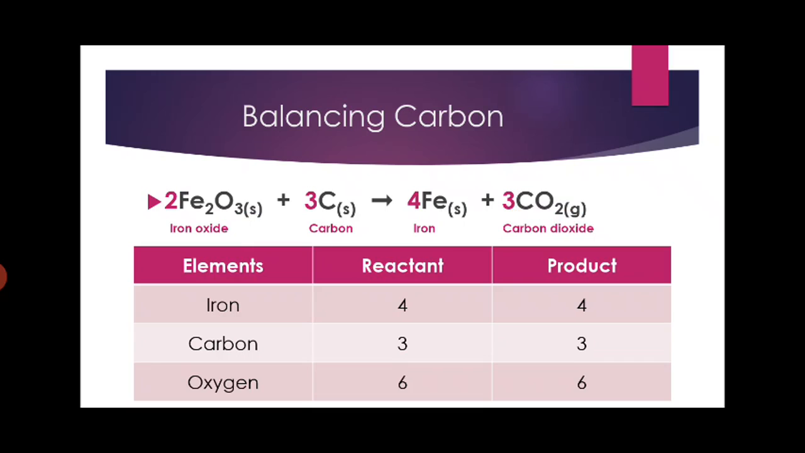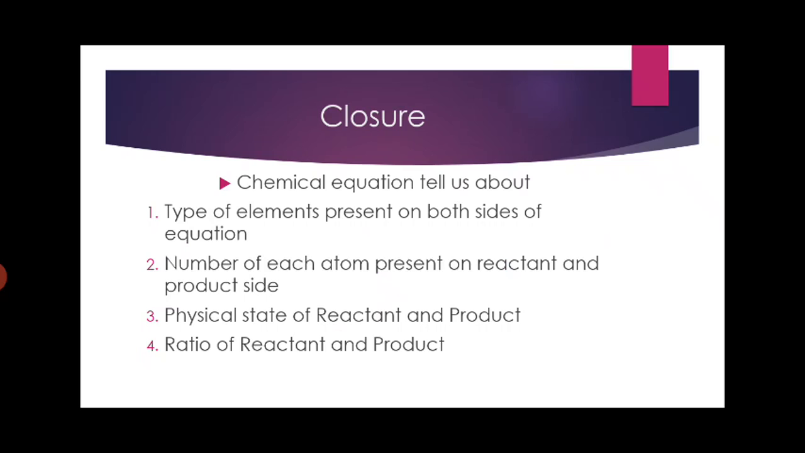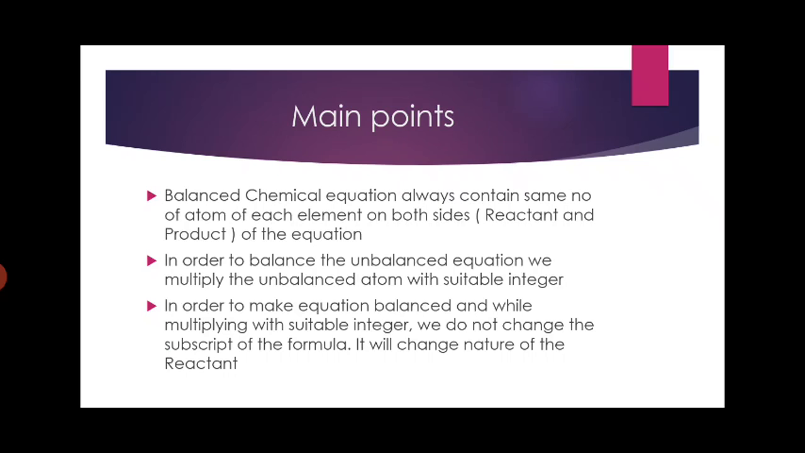I hope that you get the concept of balancing chemical equations, as we discussed 4 examples to make this concept clear for you guys. So we close this topic with the following main points. A chemical equation tells us about the type of elements present on both sides of the equation. It also tells us the number of each atom present on the reactant and product side. It tells us about the physical state of the reactants and products, and also about the ratio of reactants and products.